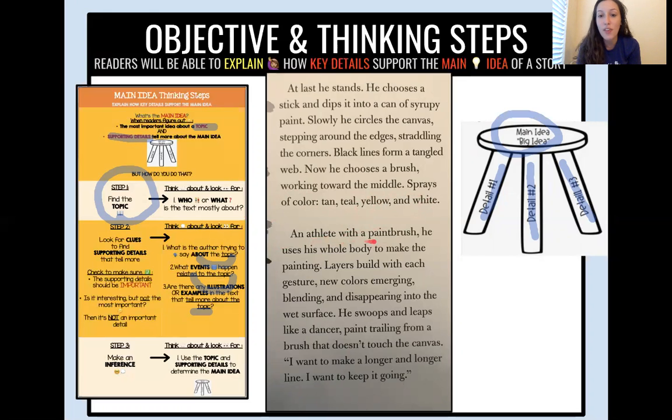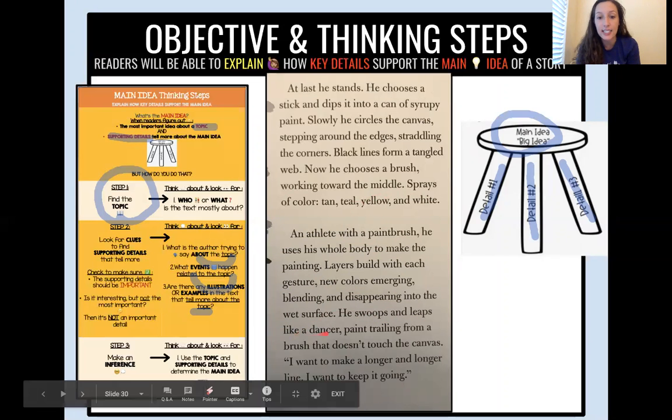An athlete with a paintbrush. He uses his whole body to make the painting. Layers build with each gesture, new colors emerging, blending, and disappearing into the wet surface. He swoops and leaps like a dancer, paint trailing from a brush that doesn't touch the canvas. I want to make a longer and longer line. I want to keep it going.